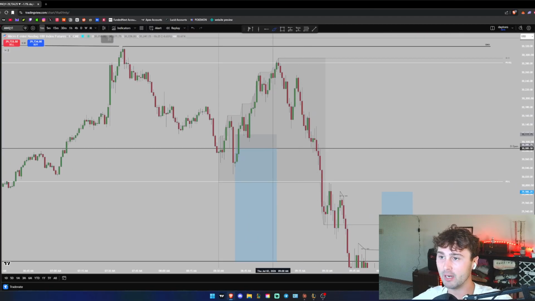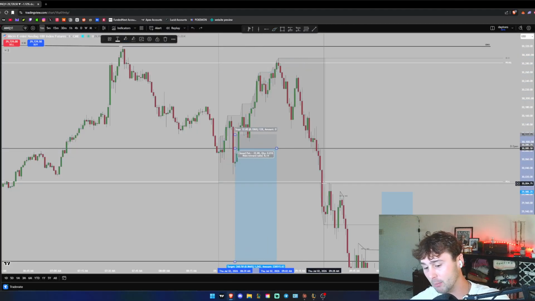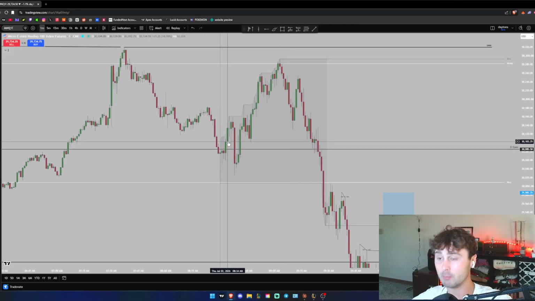And guess what happened? Price completely ran my stop loss. We went even higher, so that was the first trade. Boom, stopped out on those two. So that's a minus 2R there.